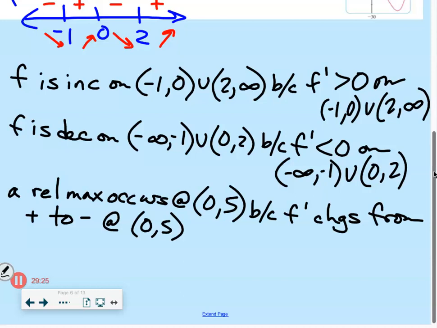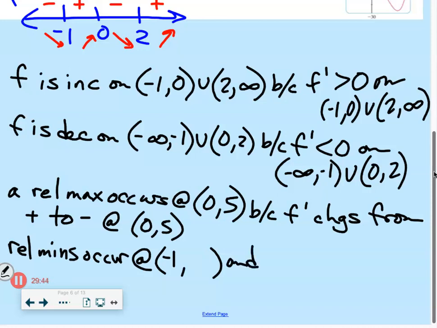Do we have any relative mins? If you haven't found the y values, that's okay. You can just give me the x values. Where do we have a relative min? Well, the relative min occurs at -1 and 2. How do you know?